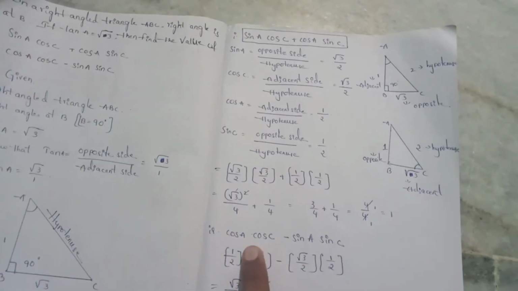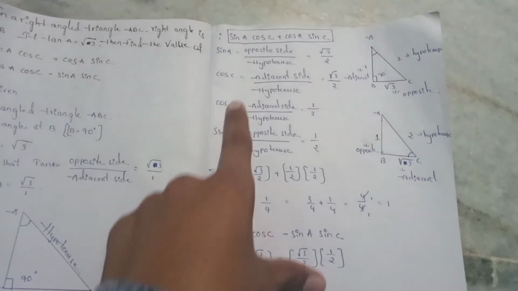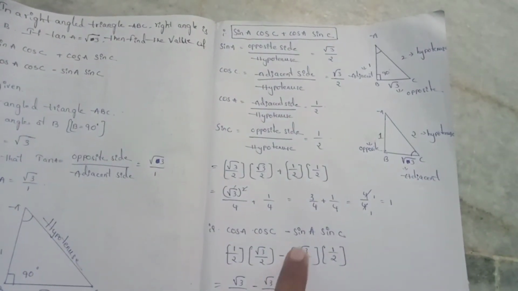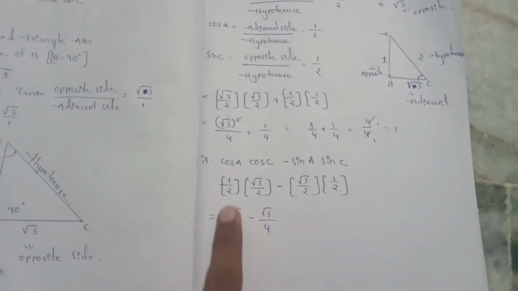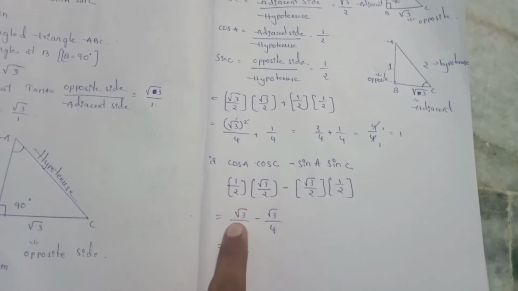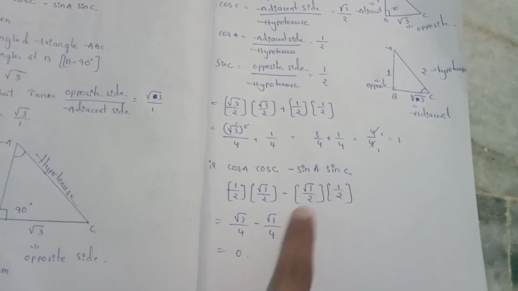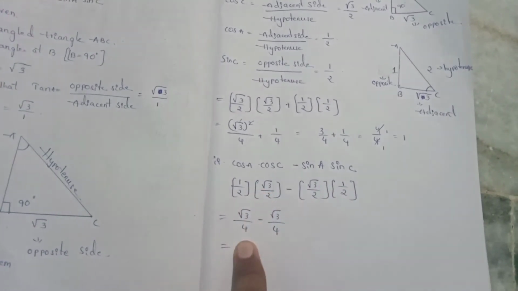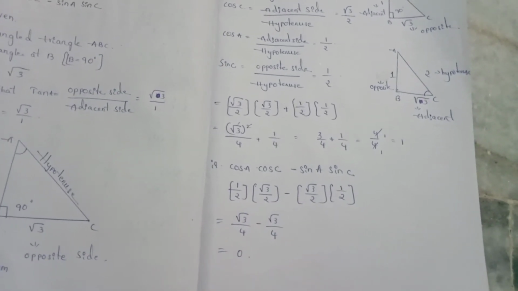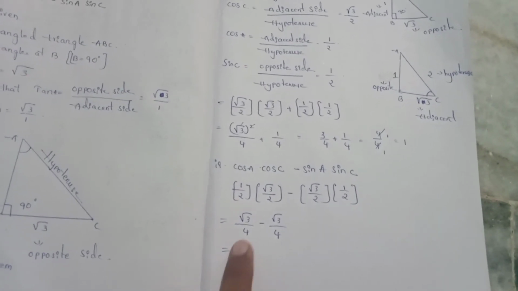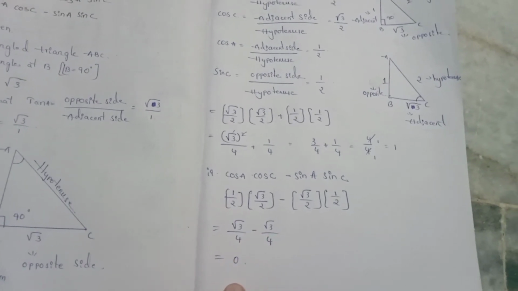Next, what is asked is to find cos A cos C minus sin A sin C. What is the cos A answer? 1 by 2, we already found it here. Cos C is root 3 by 2, minus sin A, which is root 3 by 2, sin C is 1 by 2. 1 into root 3 is root 3, 2 twos are 4. Minus is there. Root 3 into 1 is root 3, 2 twos are 4. So root 3 by 4 minus root 3 by 4 cancel here, nothing but 0. Our answer is 0.